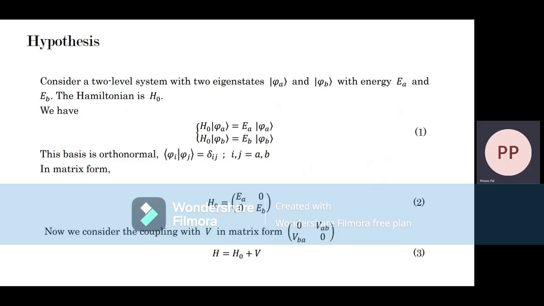So how can we write the Hamiltonian in matrix form? That will be purely diagonal, right? As the basis of this matrix are orthonormal to each other, that's why we can write it in this way.